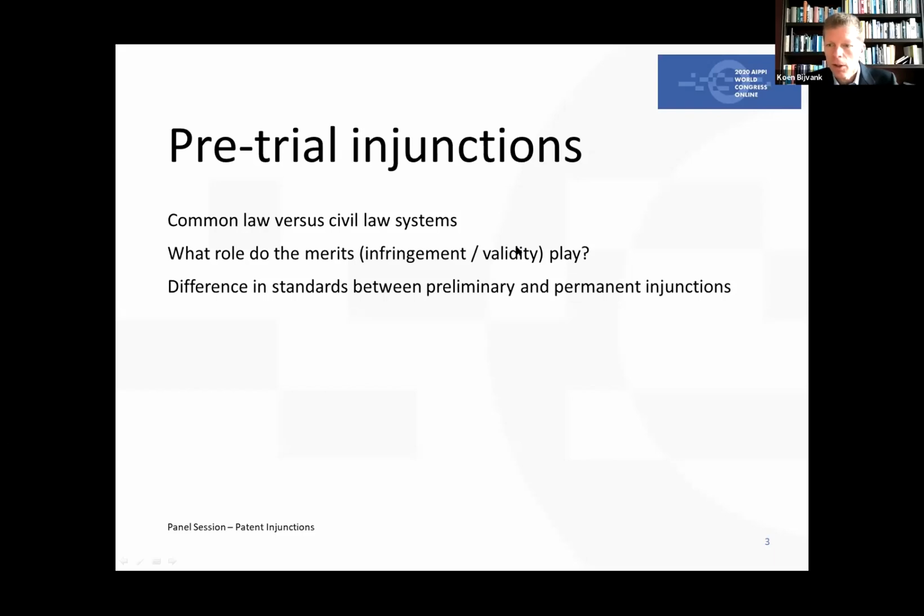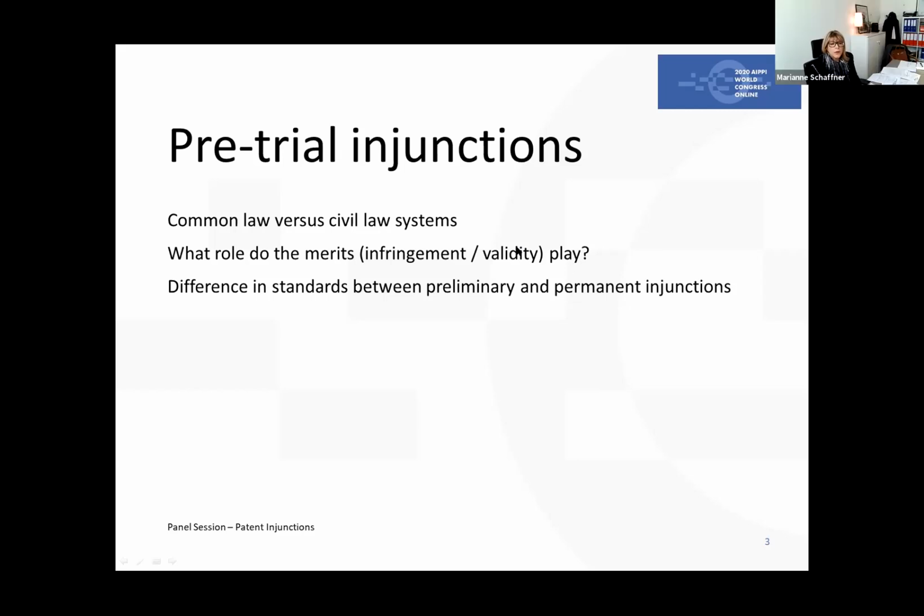Interesting. So the contrast between common law and civil law countries is perhaps not as great as you would think. But let's move to Marianne and test that hypothesis. Is there any discretion on the part of the French courts at the trial stage, once it has been established that the patent is valid and infringed? Is there still any room for the court to deny a permanent injunction?